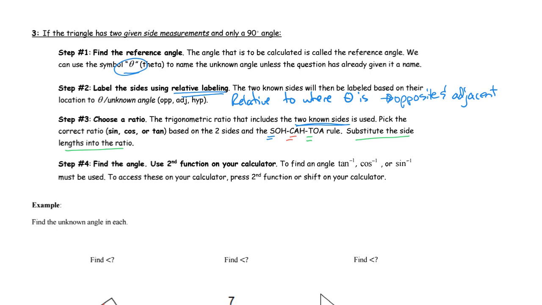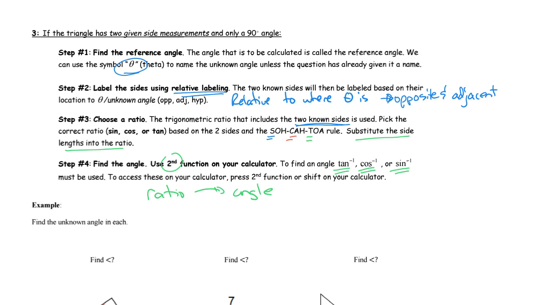And then we're going to substitute those side lengths into the ratio and use that to evaluate. To find the angle, sorry, I just saw that "second" there and I don't know why I popped that in. To find the angle, you're going to use the second function on your calculator. Remember, we were talking about that just a few moments ago. We use those functions to convert the ratio to the angle.